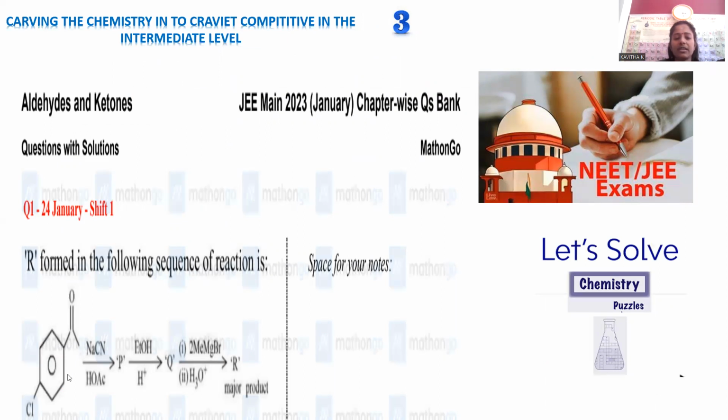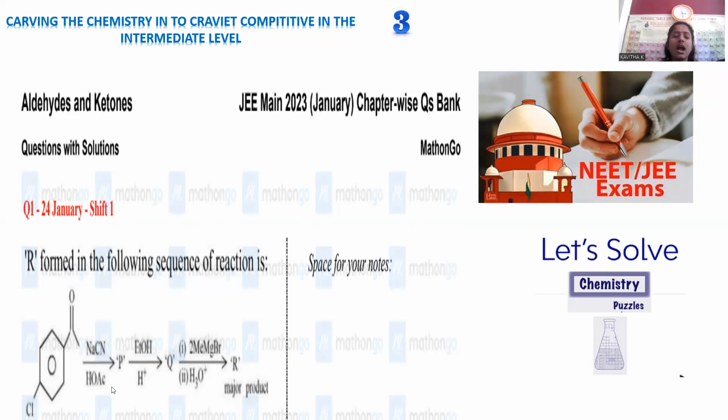Para-chloroacetophenone is the starting material and is treated with sodium cyanide, NaCN. Whenever sodium cyanide is treated, this will participate in the addition reaction over here. Cyano will be attached to the carbonyl carbon and sodium will be attached to the oxygen, so that you can find sodium oxide. Then you can get the addition product.